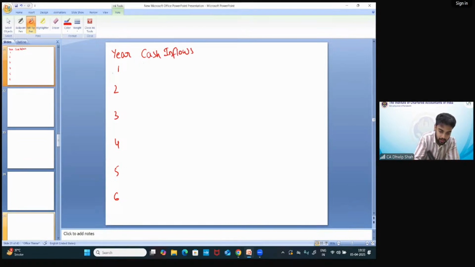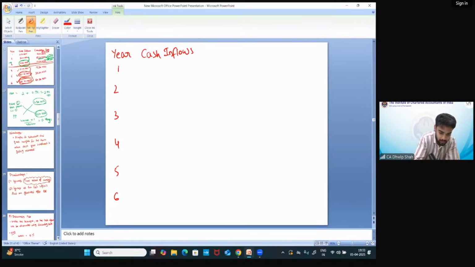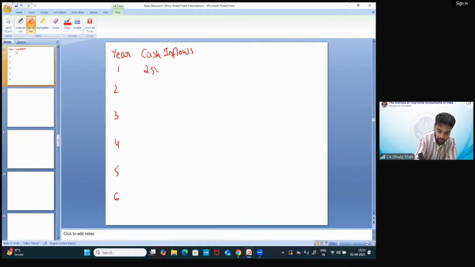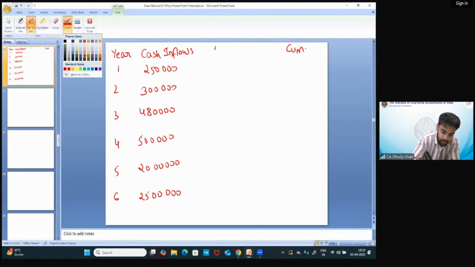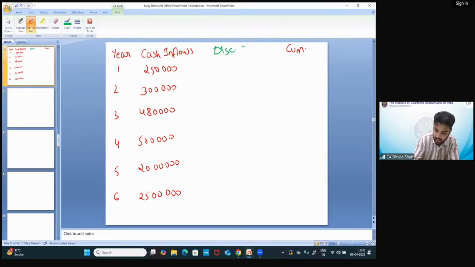250, 3 lakh, 480, 5 lakh. I guess 5 lakh it was. 20, 25. And now, before preparing the cumulative cash flow table, you will first find the discounted cash inflows. You will first calculate the discounted cash inflows.